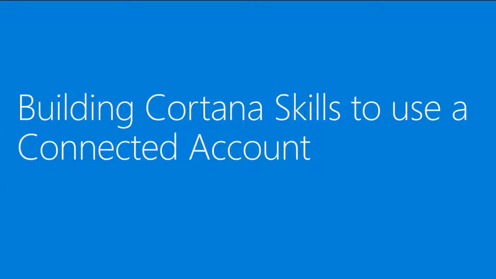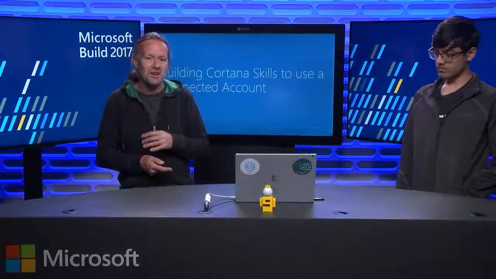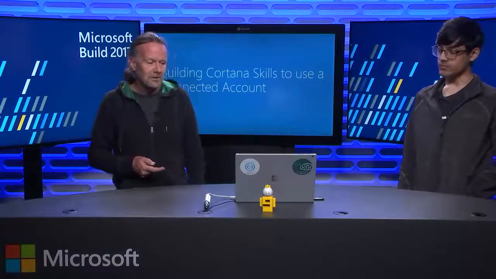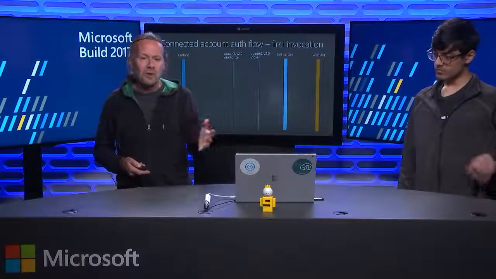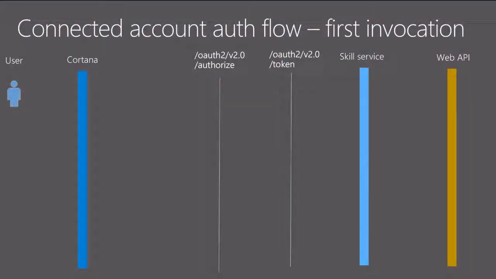So let's look a little bit now, dig deep into the more technical aspects of this, about how you actually configure and build a Cortana skill to use a connected account like that. So let's look at the OAuth flow. This is an OAuth 2 flow. It's a standard for these kind of authorization flows.